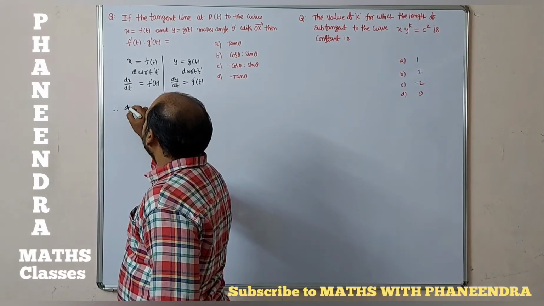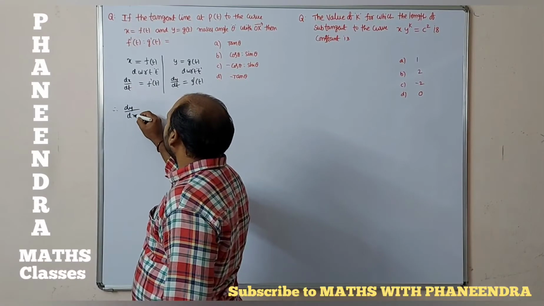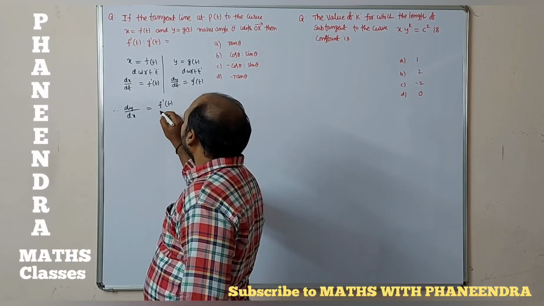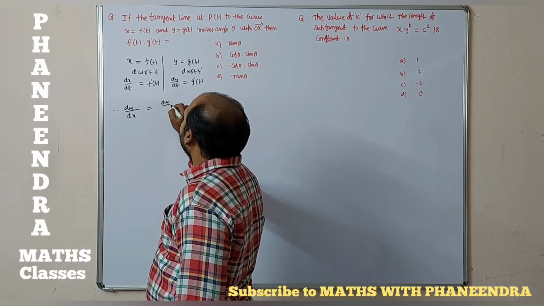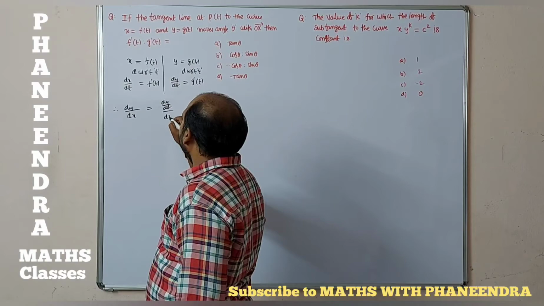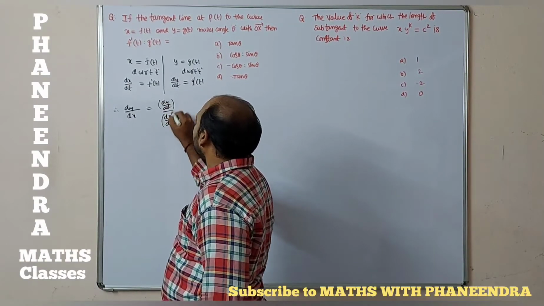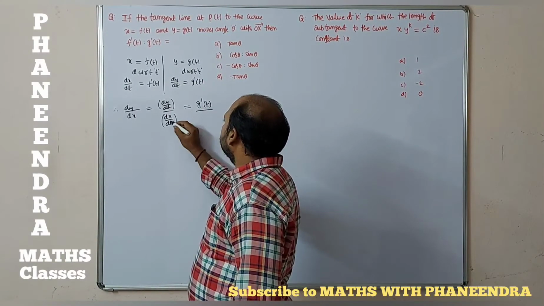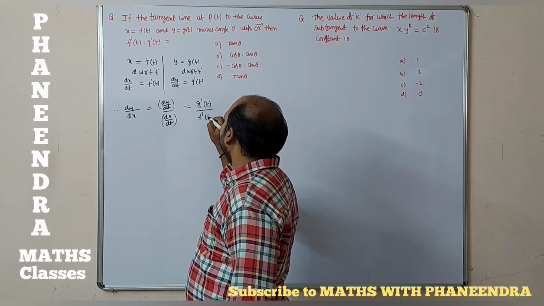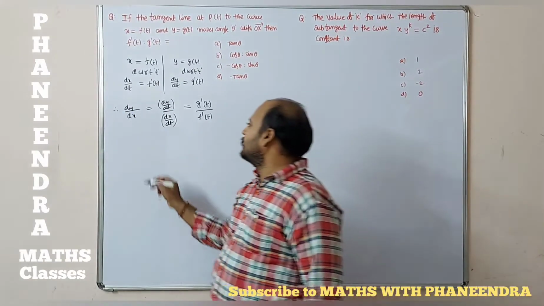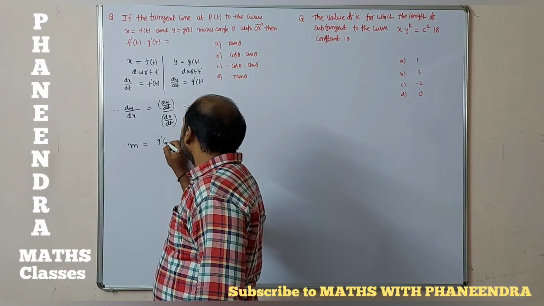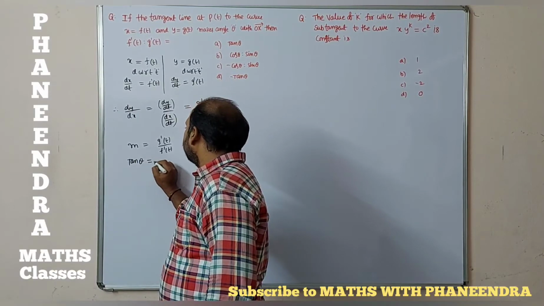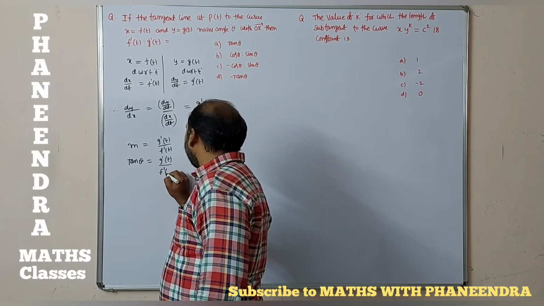So the dy by dx formula: dy by dx is equal to dy by dt whole divided by dx by dt. This is the formula for dy by dx. What is dy by dt? g dash of t only. And dx by dt is f dash of t. What does dy by dx mean? Slope of the tangent. So m is equal to g dash of t divided by f dash of t. M means what? Tan theta. Tan theta is equal to g dash of t by f dash of t.